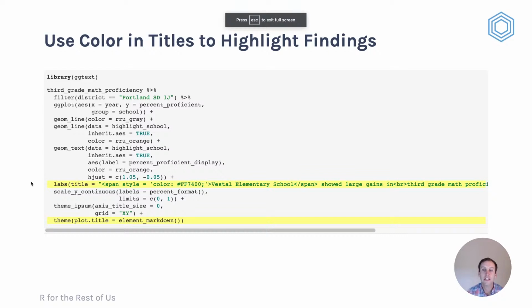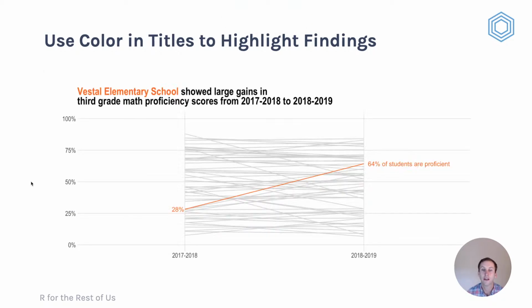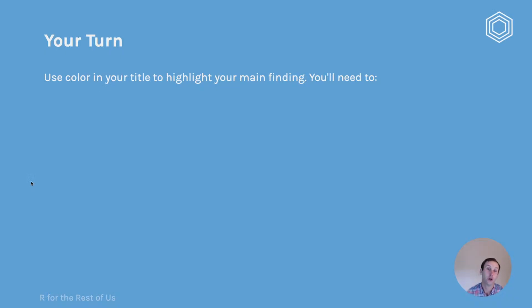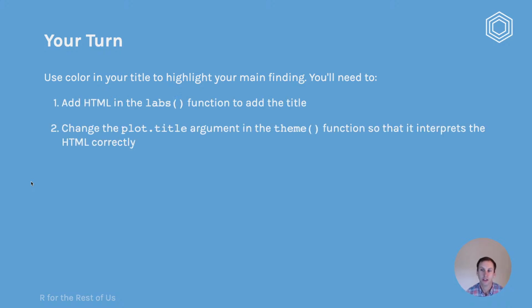All right, so you can see I have the same code here, the important elements highlighted. We end up with that. So for your turn, I want you to use color in your title to highlight your main finding. You're going to need to add some HTML in the labs function to add the title, and change the plot title argument in the theme function so that it interprets the HTML correctly.